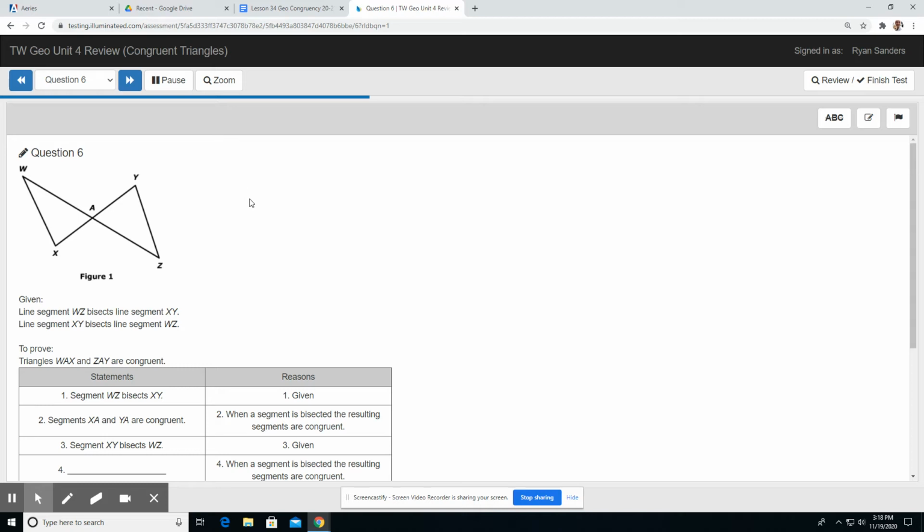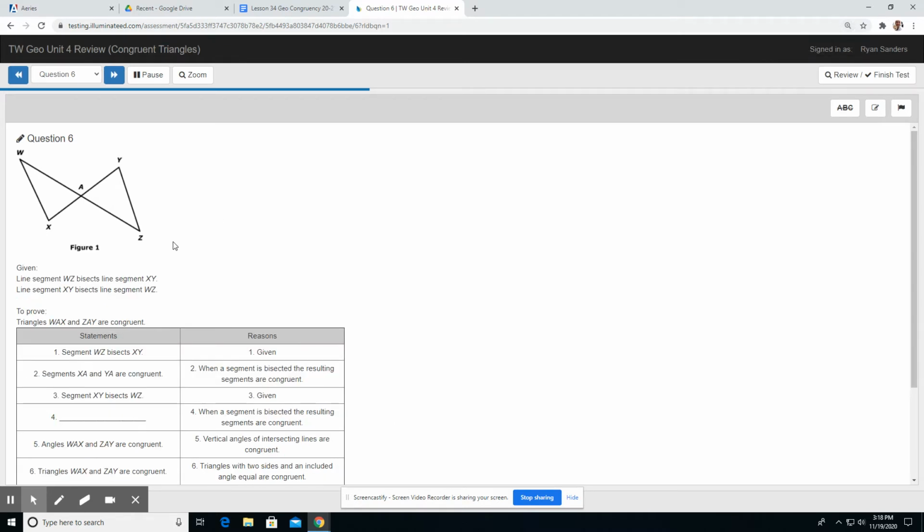All right. Question 6. Let me zoom out a little bit. Given that line segment WZ bisects line segment XY, so WZ bisected XY, and XY bisects line segment WZ. Well, let's look at the first one.